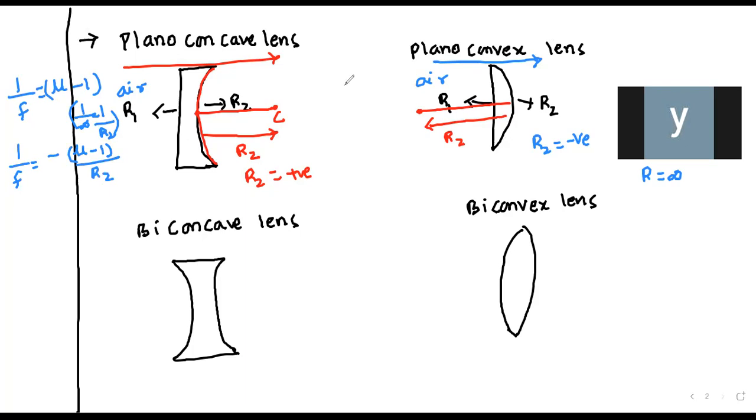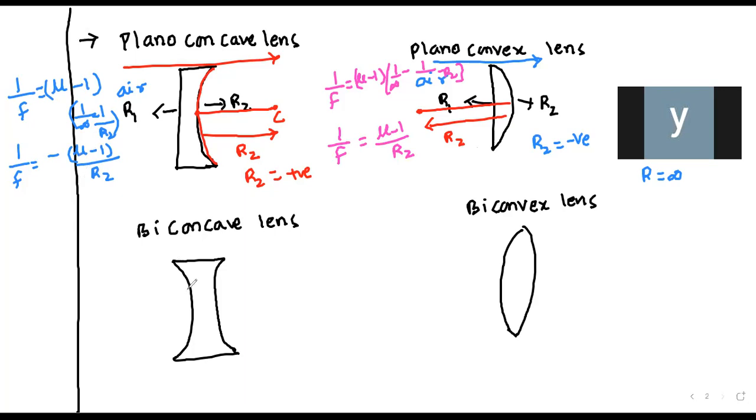Okay, so here it is 1 by F equal to the same thing, mu minus 1, 1 by infinity minus 1 by minus R2. Because for R2, we are measuring the radius of curvature opposite to the direction of the incident light. That's why R2 is negative. So 1 by F is equal to mu minus 1 by R2. That's why we say that the focal length of a plano convex lens will be positive and the focal length of a plano concave lens will be negative.